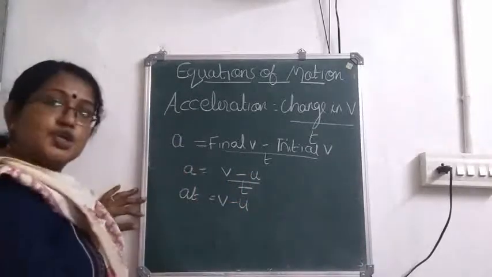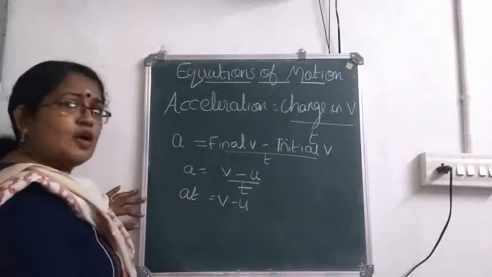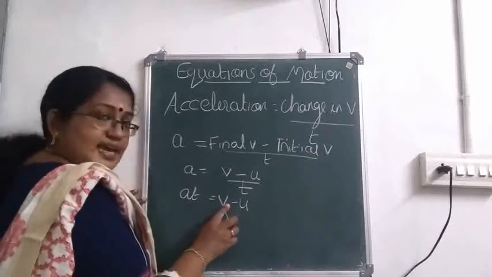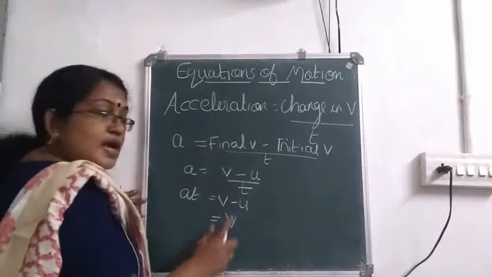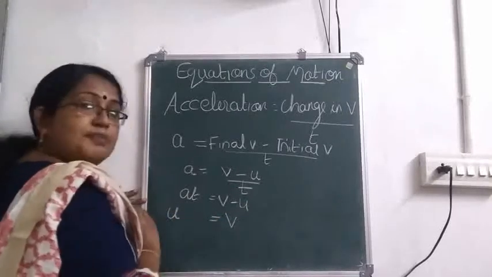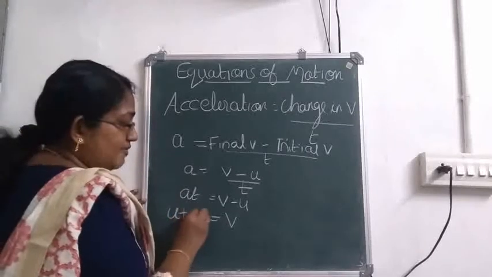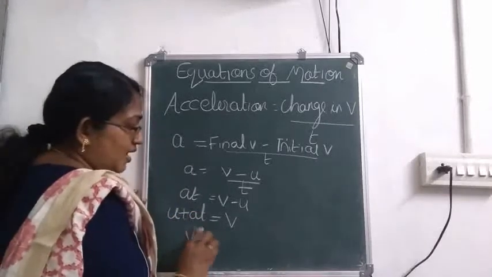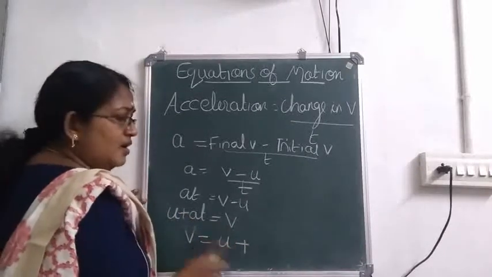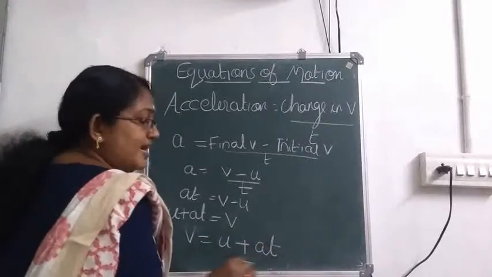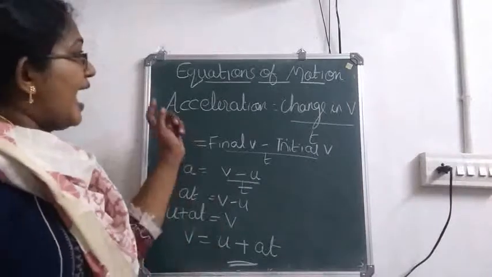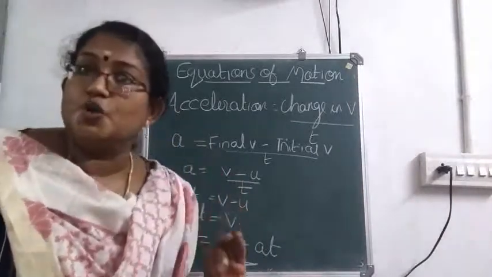v minus u. Now, what am I going to do? I'm going to keep v here. Okay. v is kept there and here I have u. It is minus u. If it is taken to this side, what happens? It becomes plus u and already we have at. And what is our equation? First equation. If I write u plus at is equal to v, it is same as v is equal to u plus at. Okay. So, once again, first equation is v is equal to u plus at.